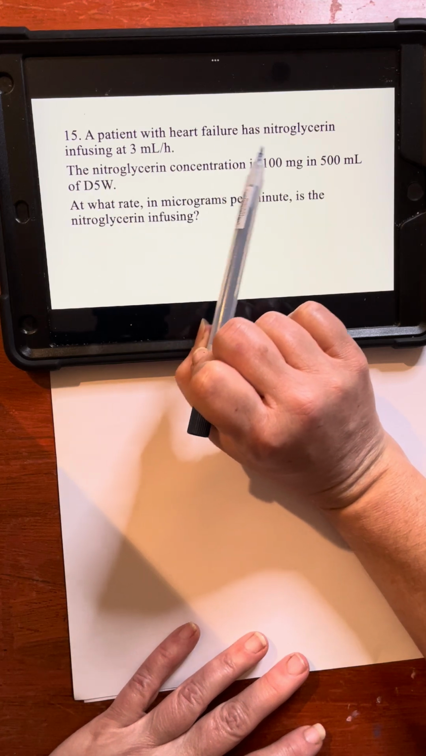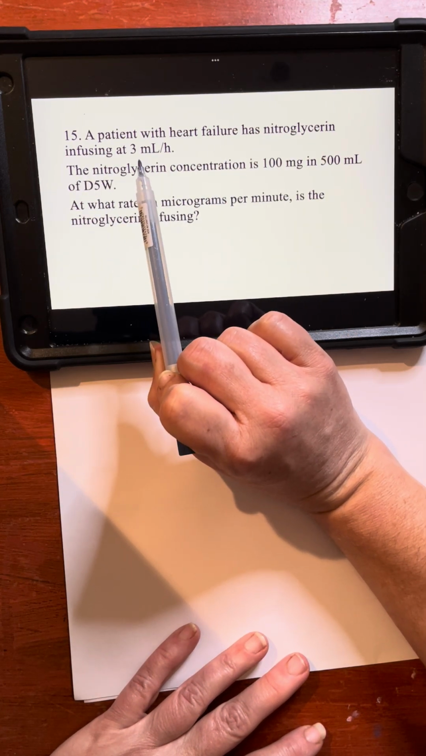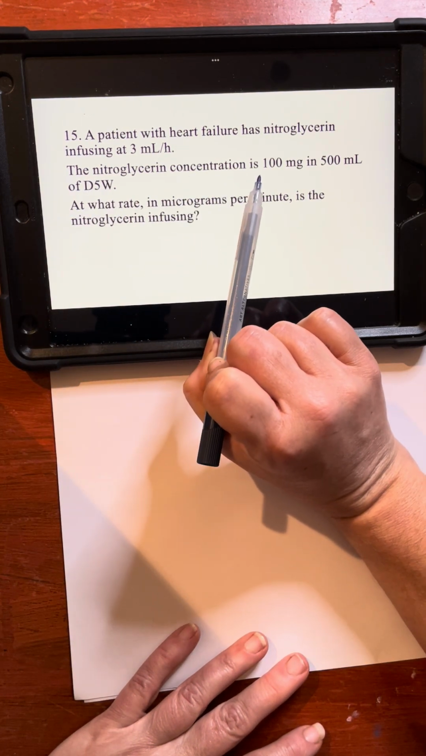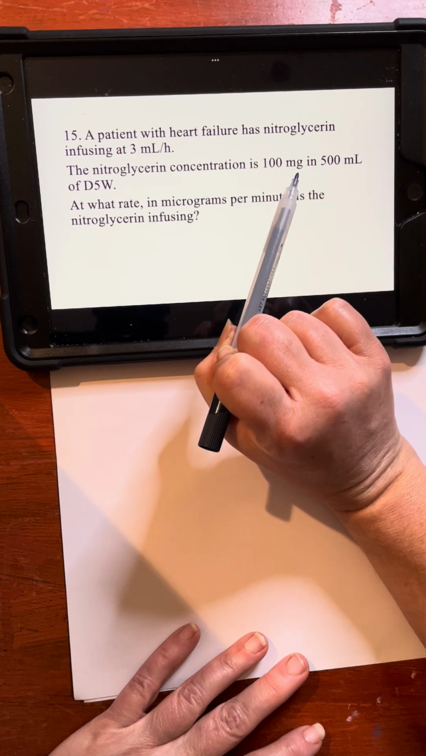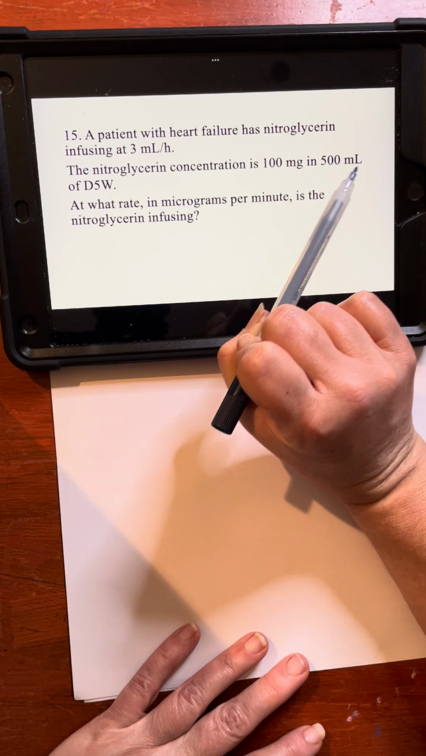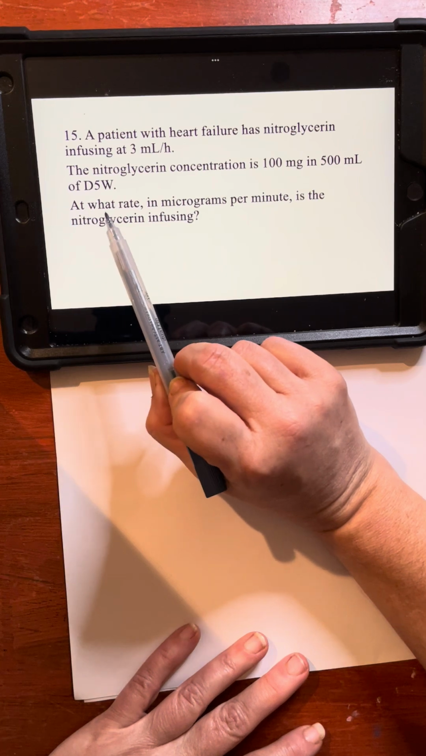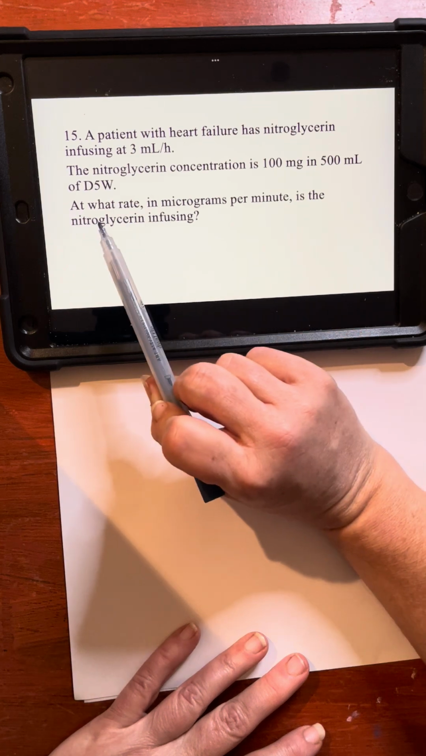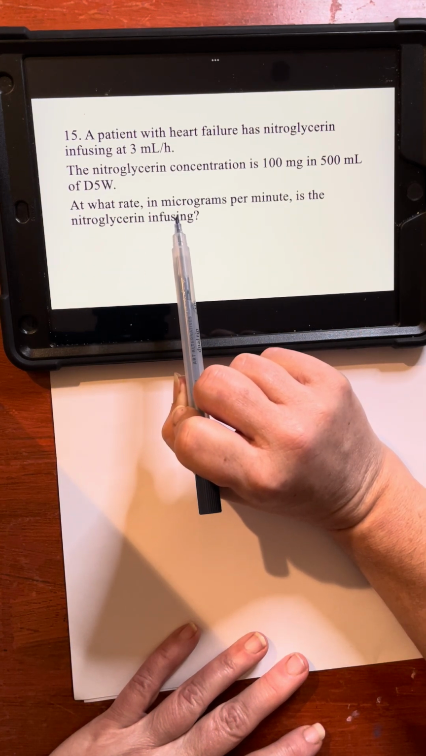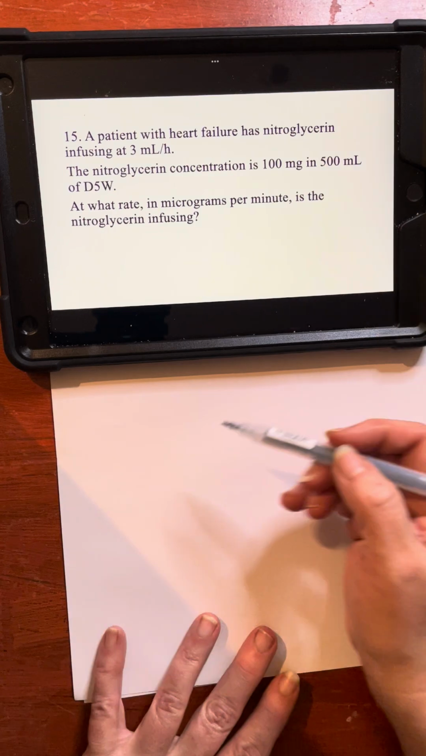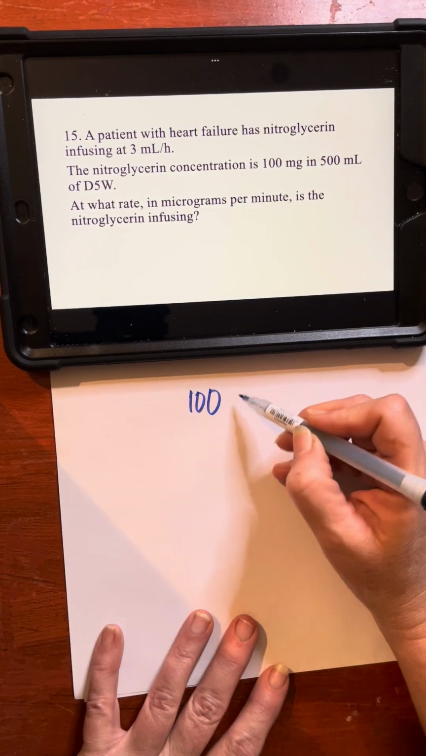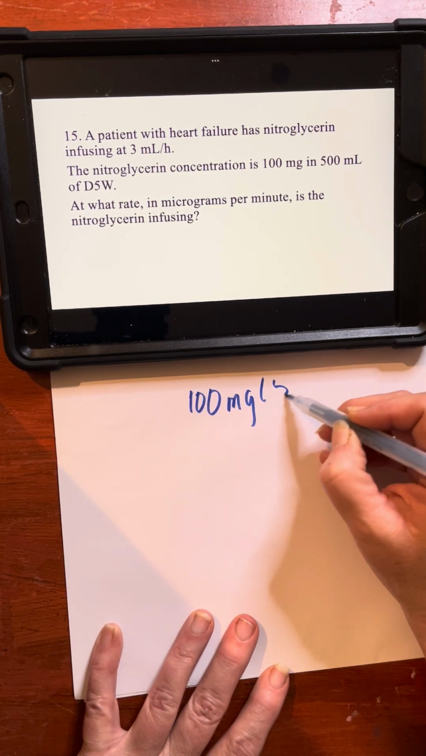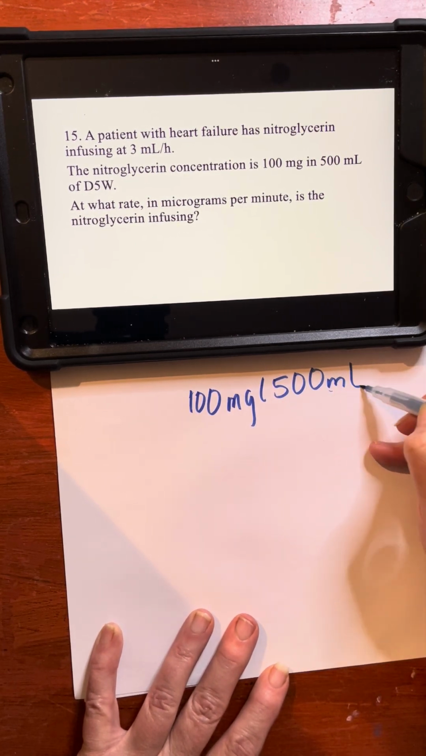A patient with heart failure has nitroglycerin infusing at 3 milliliters an hour. The nitroglycerin concentration is 100 milligrams in 500 milliliters. At what rate in micrograms per minute is the nitroglycerin infusing? So it's got the strength, 100 milligrams per 500 milliliters.